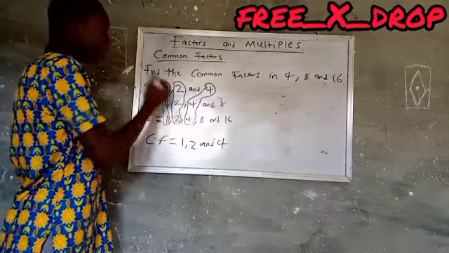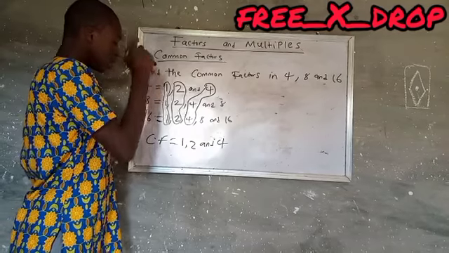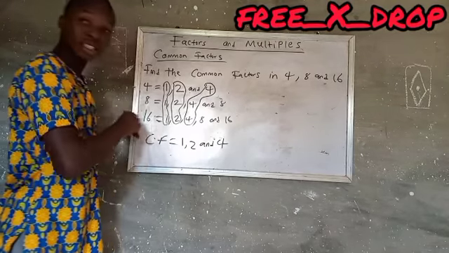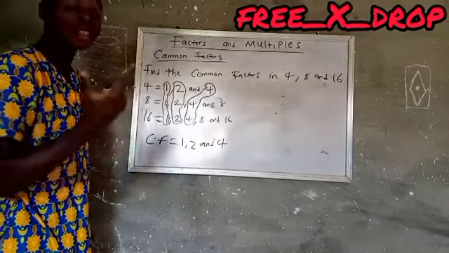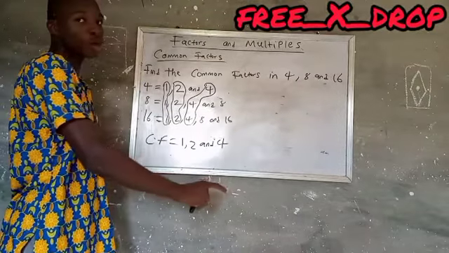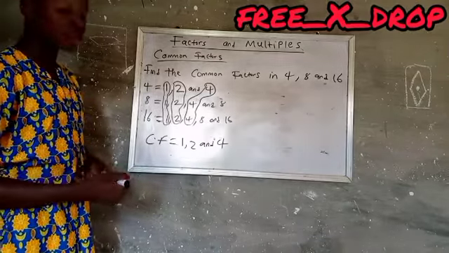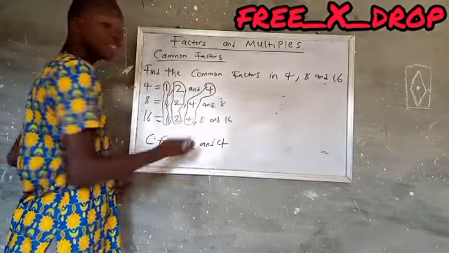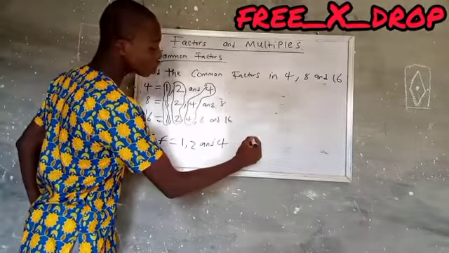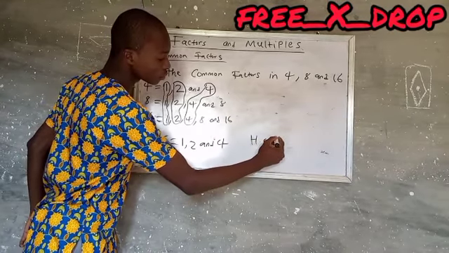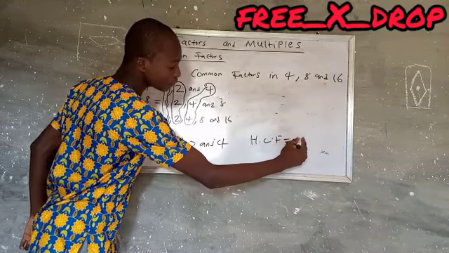The factors that are everywhere, in Lagos, Abuja, Edo State, they are everywhere, so they are very common. You can see them everywhere. Those are your common factors. Now, you may want to ask, what if they ask you for the highest common factor? It's simple. Out of the common factors, which one is the highest? 4. So your highest common factor is simply 4.